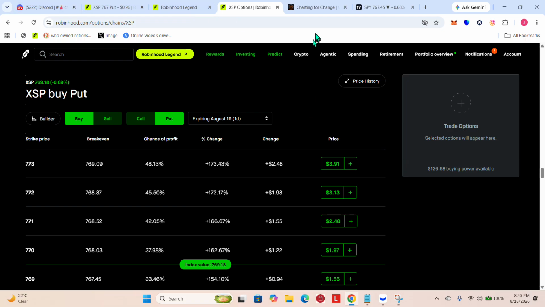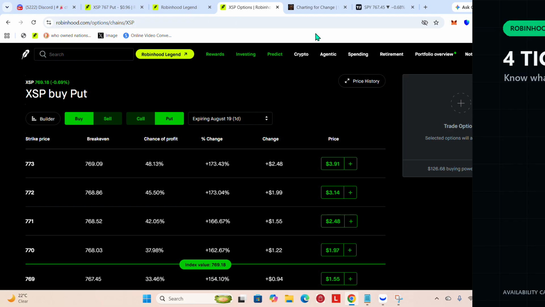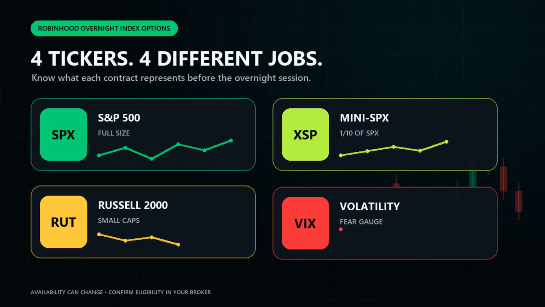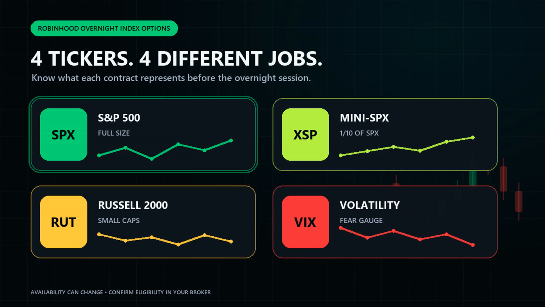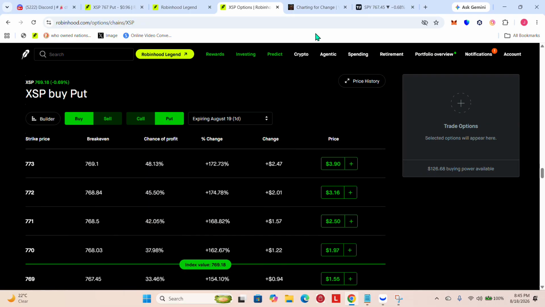But anyways, you only have about four main tickers that you can trade, and those are XSP, SPX, RUT, and VIX. SPX, most of you already know what that is. That's the S&P 500, basically the futures version. Well, not the futures version, that's ES, but that's basically the overall market. SPY is like a smaller version of SPX. XSP is just 1/10 of SPX, so it's a lot cheaper. Contracts move a lot better.